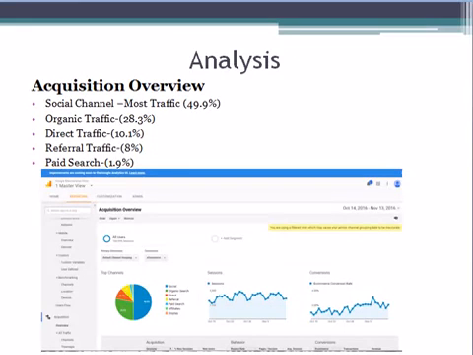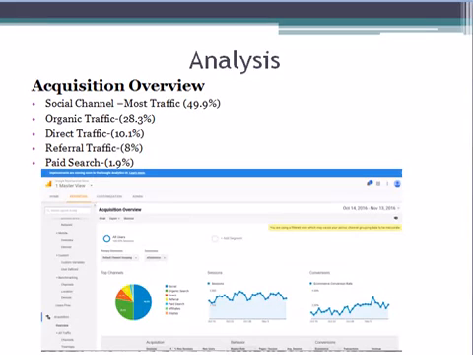The three components that I am going to be looking at are the acquisition overview, the organic and paid campaign information, as well as the behavior and landing pages information. So we're going to start out with the acquisition overview.